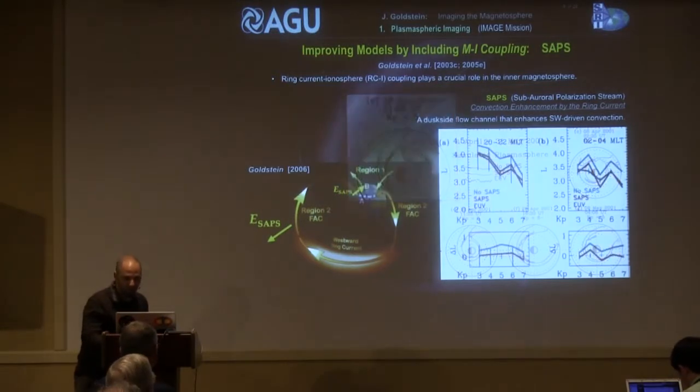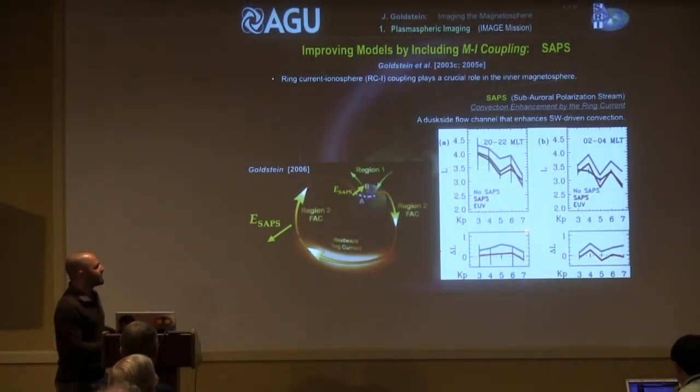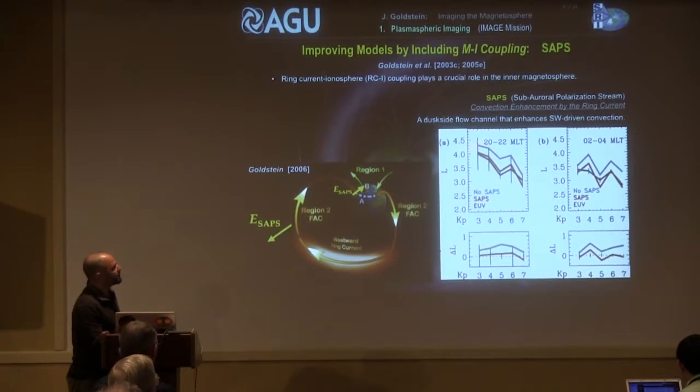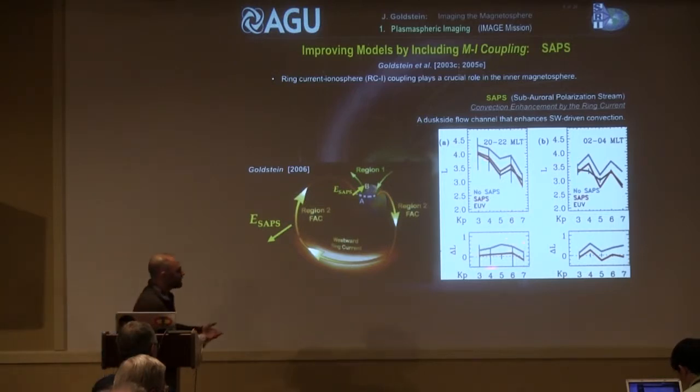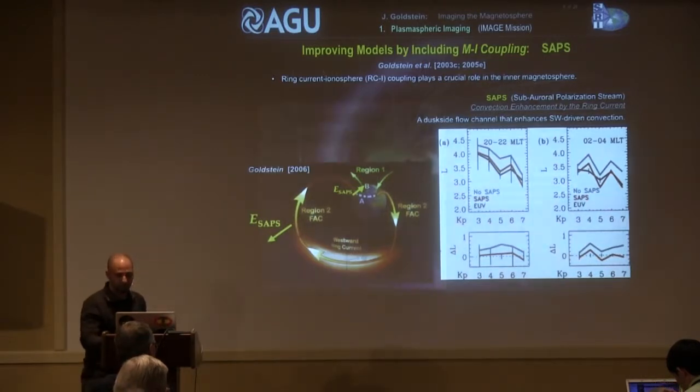And if you don't believe me, you can bin the observations by Kp, and then you can see that in the plasmapause versus Kp curve, the blue curve without SAPS is offset from the true curve, which is the IMAGE EUV observations in black, and the red does a better job. You can look at the difference in the two respective models from the EUV observations here, and you can see that it's much closer to 0 for these Kp bins.